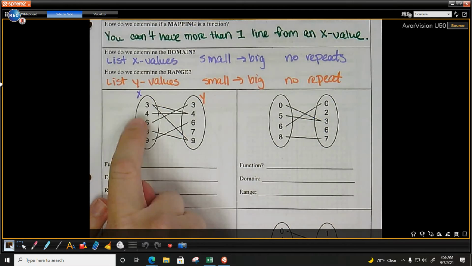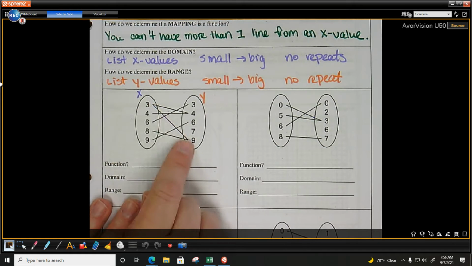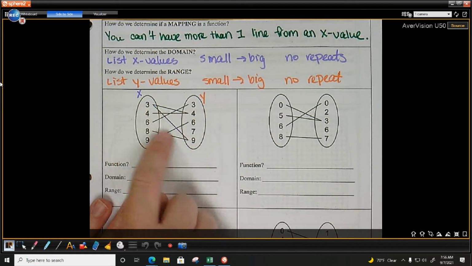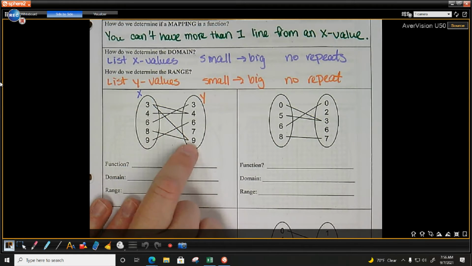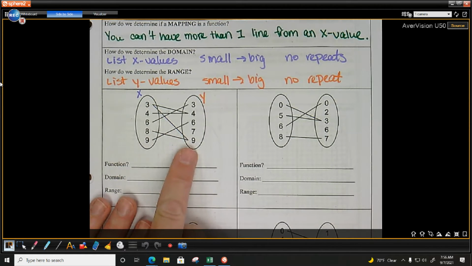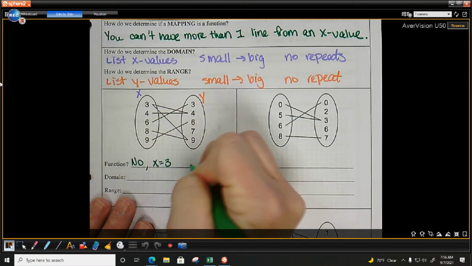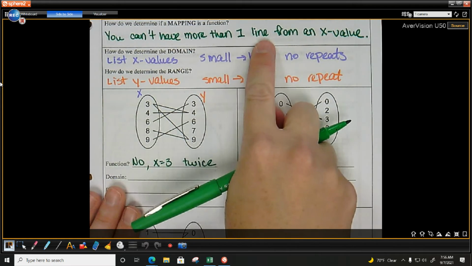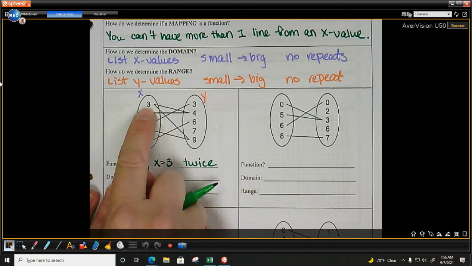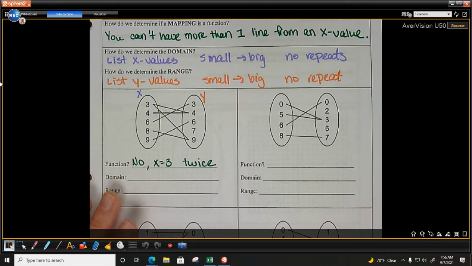When x is 3, how many y values does it go to? Is that allowed? No, that would mean I have one ordered pair 3, 4 and one ordered pair 3, 9. That means you have repeated x values. So no, this is not a function because x equals 3 twice. Do y'all understand whenever I say you can't have more than one line from an x value? My x value is 3 and I have 2 lines, meaning it has 2 different y values. That's not allowed. Okay?